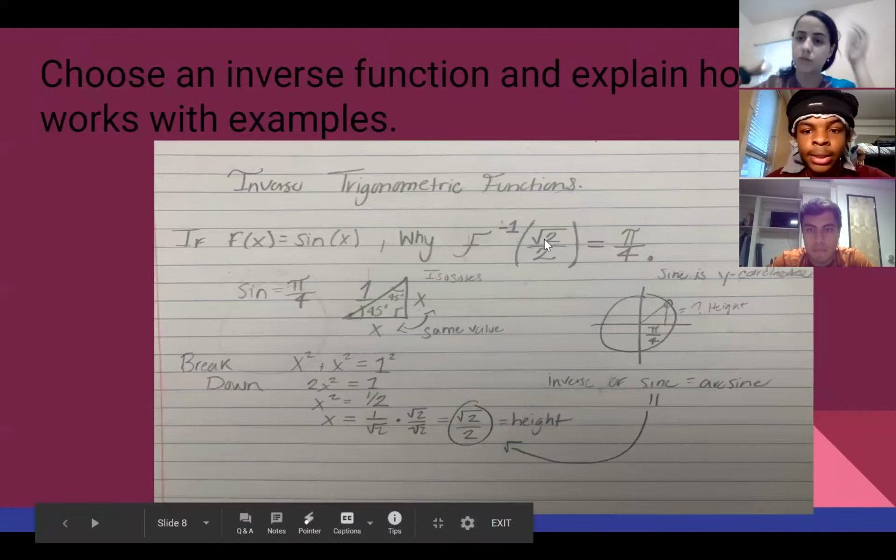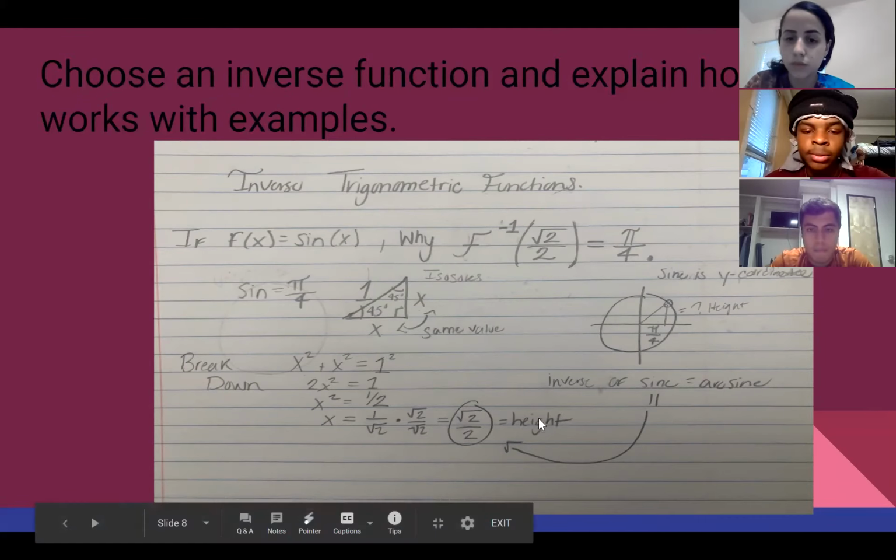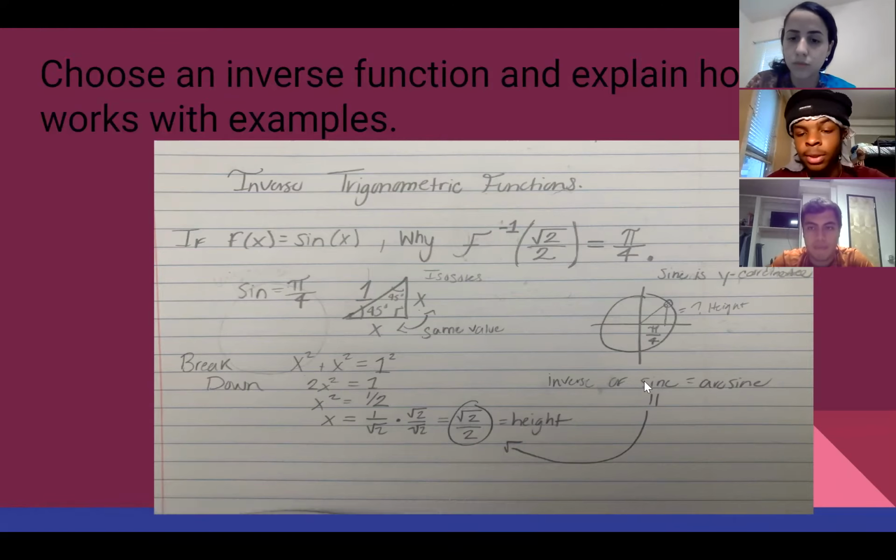And then we multiply that times the square root of 2 over 2, and that just gives us our same answer. So that proves that this is the height, and that is the arcsine, the inverse of sine. And that is an inverse trigonometric function.